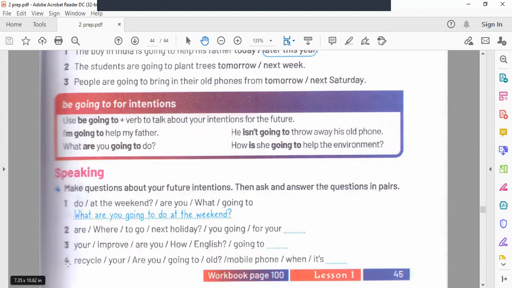Number four: are you going to recycle your old mobile phone when it's old?